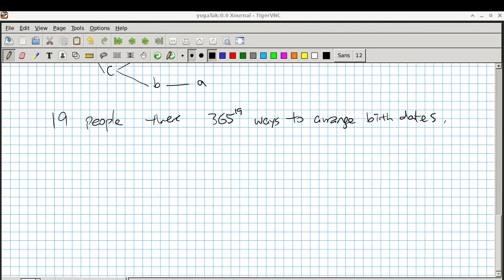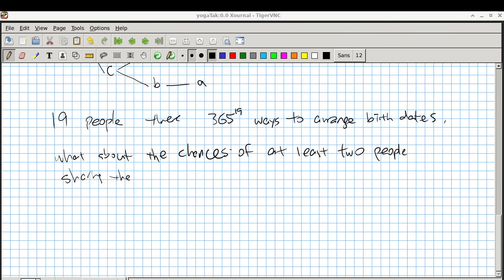So now I want to look at the chances of at least two people sharing the same birth date. This is what I'm trying to figure out next.